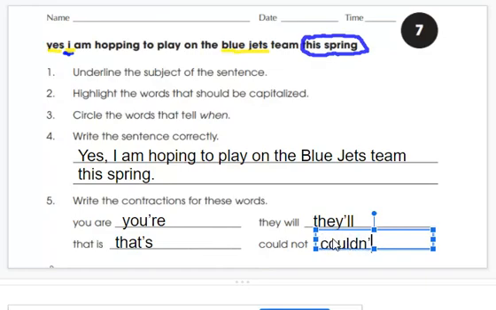C-O-U-L-D-N apostrophe T. Make sure you spell that right. It's C-O-U-L-D-N apostrophe T. Couldn't. Right, that's it for Grammar Warm-Up 7. Make sure you make all your corrections.